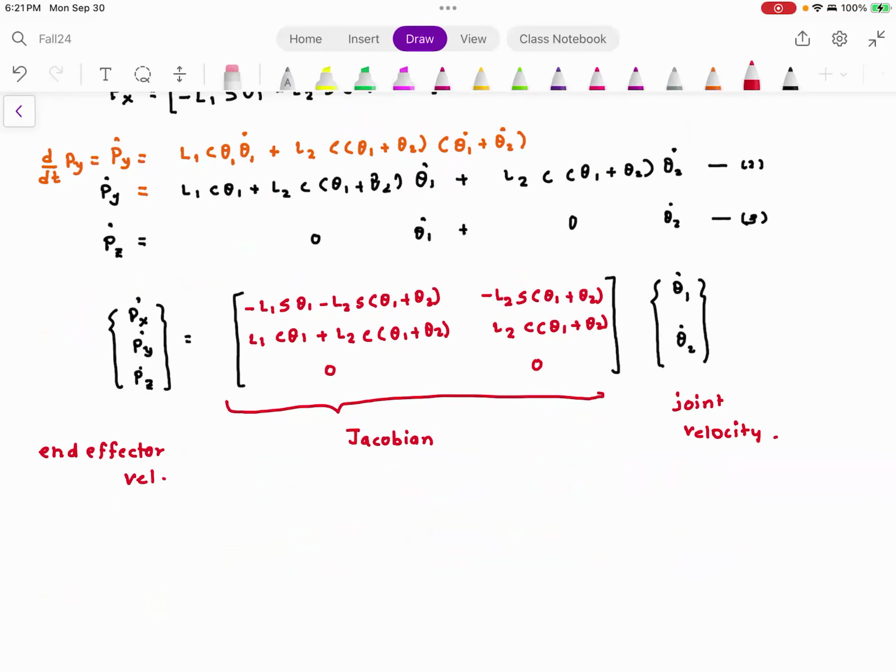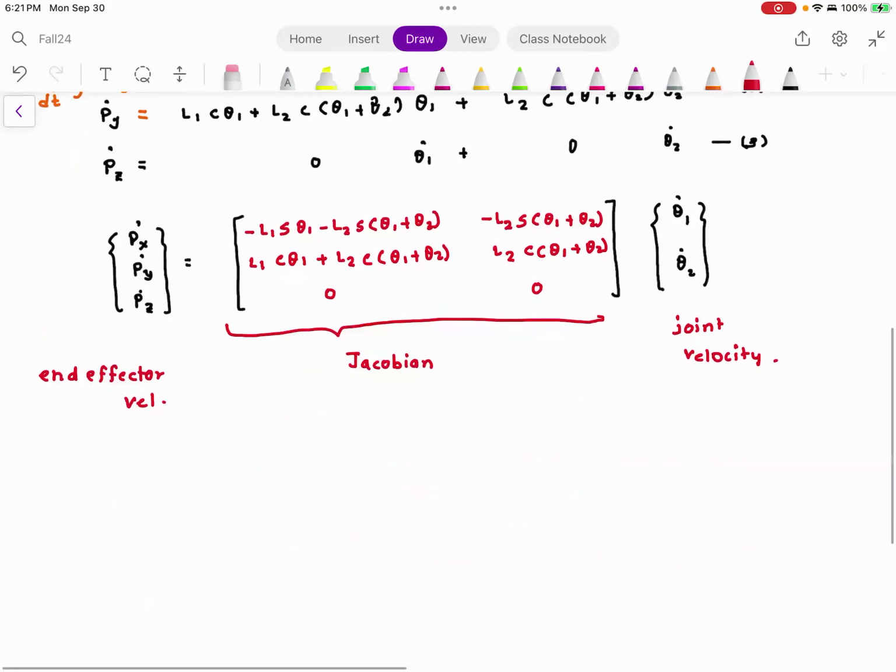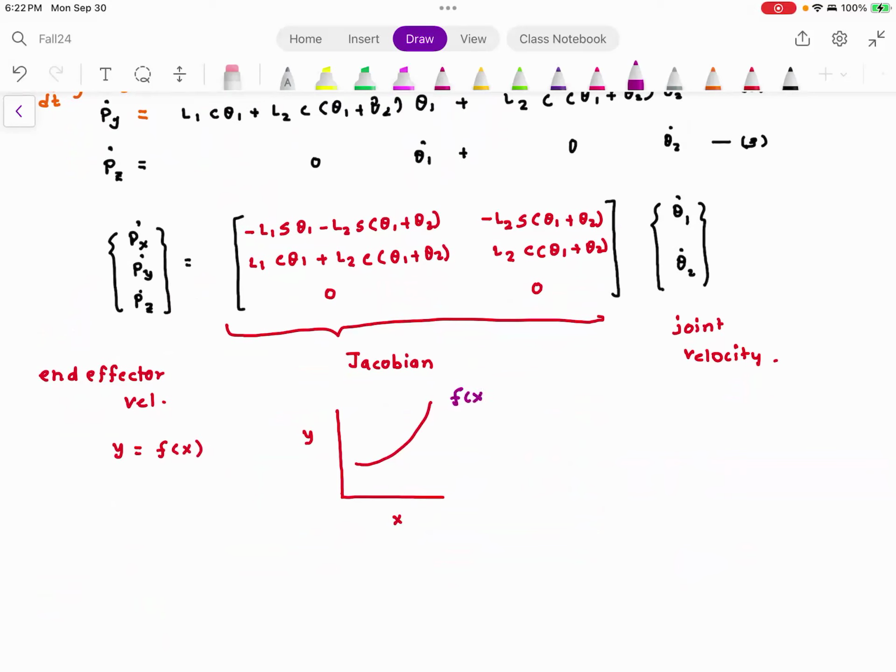Now I want to give you one more interpretation of the Jacobian. I'm going to go with the basic form of the derivative. If you have a function y equals f of x, and you want to find out the change in y, see, if you have a function like this, this is y, this is x, and this is f of x.